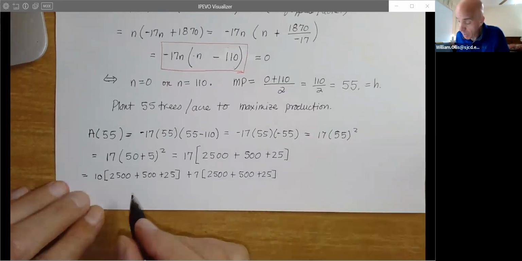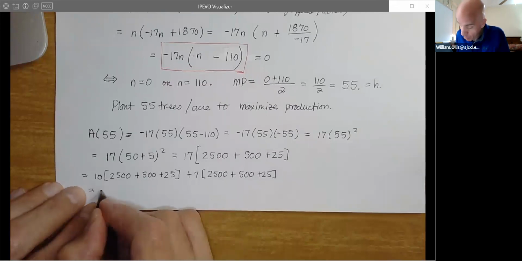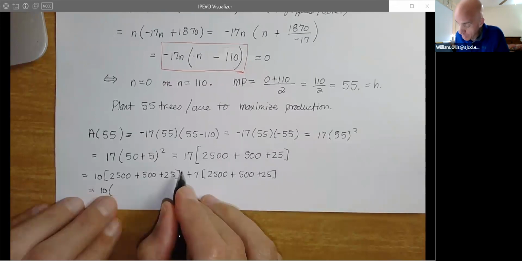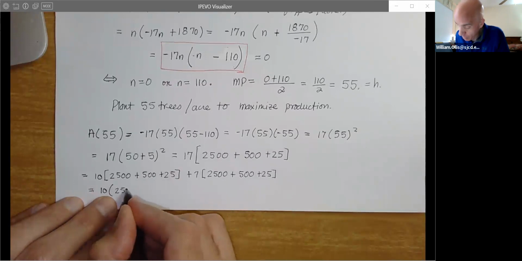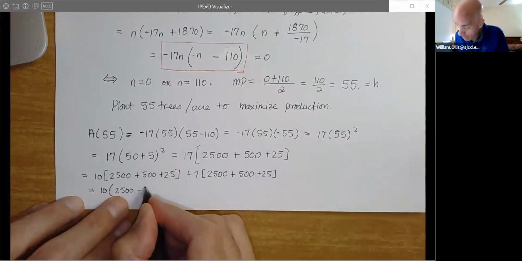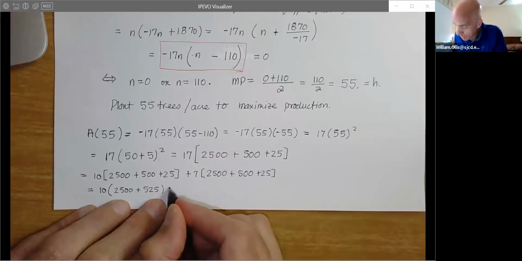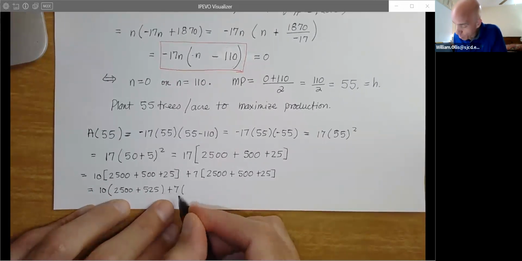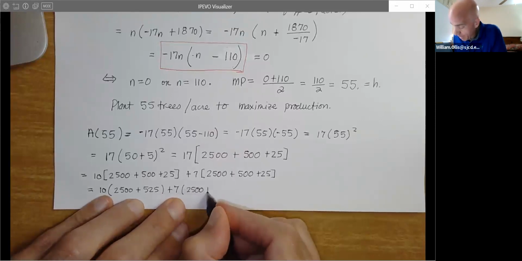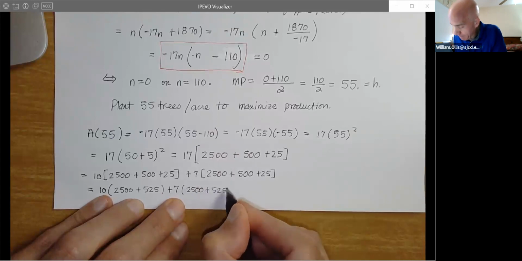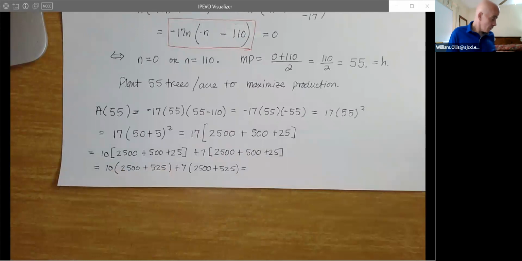So now at this point, we can go ahead and add this because it's easy to multiply by 10. So this will be, in this case, a 525. So we have 2,500 plus 525. We have the same over here, so we'll just repeat that calculation. So we have 2,500 plus 525. And now let me move this to another sheet.